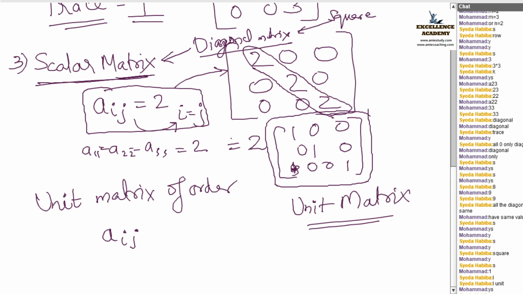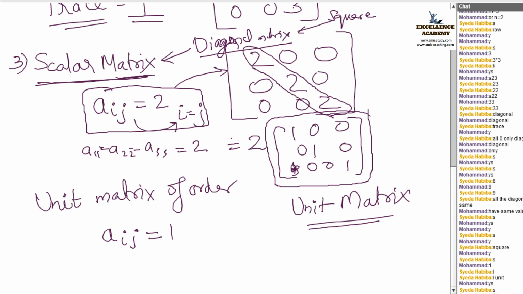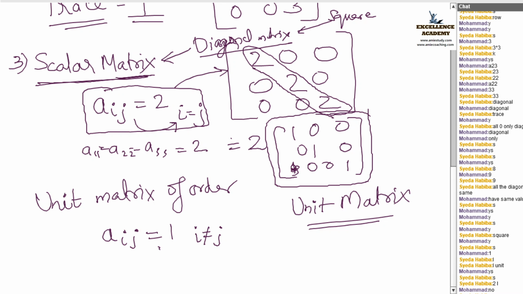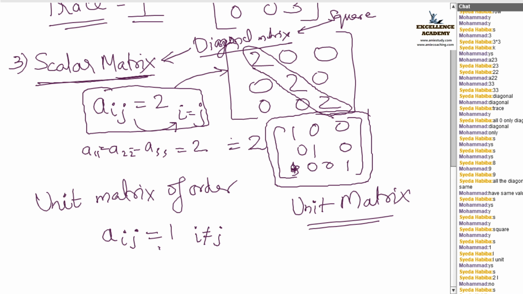If I am writing like this, Aij equal to 1 for i not equal to j, is this a unit matrix? No. What about Raiza? Is it right? If I am writing Aij equal to 1 for i not equal to j, is it a unit matrix? No, it is not a unit matrix.